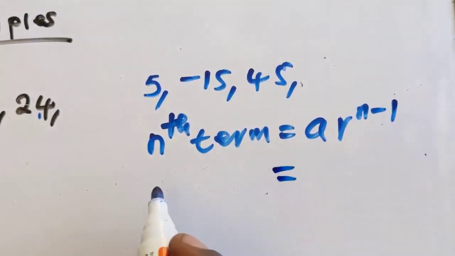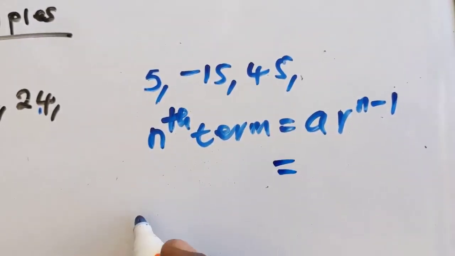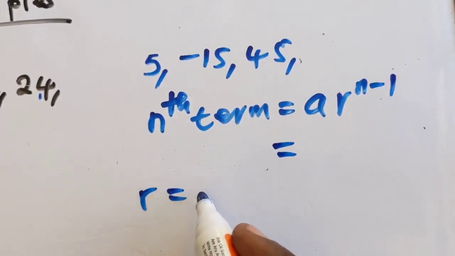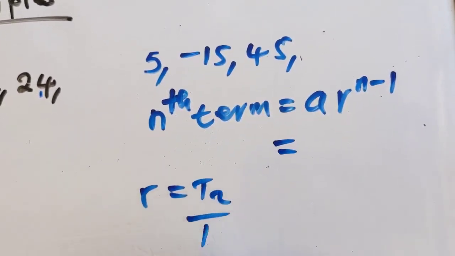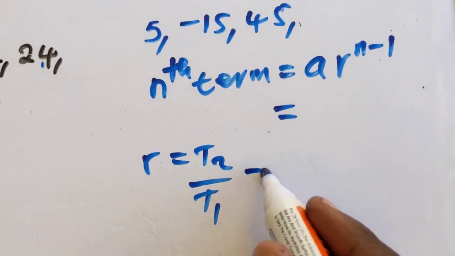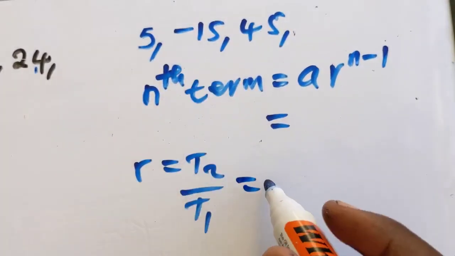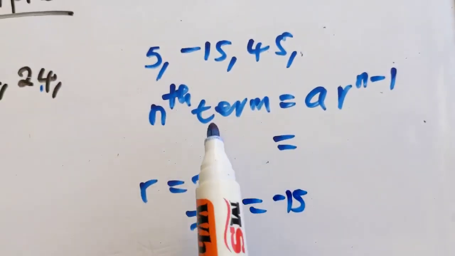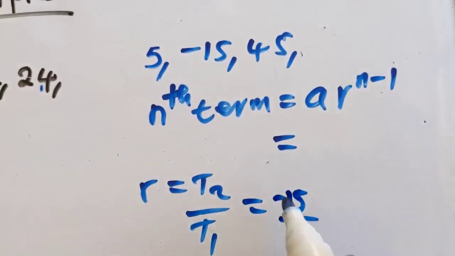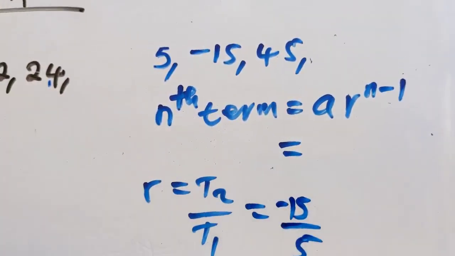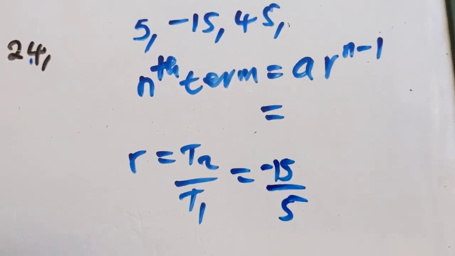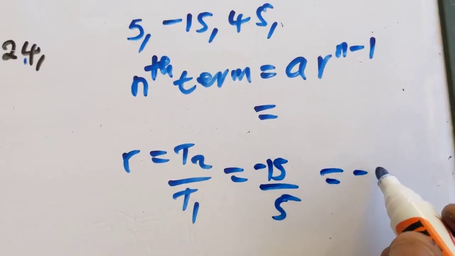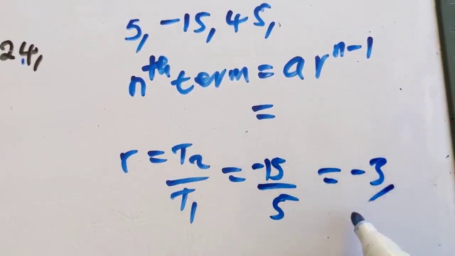So you know that for the common ratio, the formula is term 2 divided by term 1. So what is the common ratio? Here we have negative 15 as our term 2, then divide by 5 as our term 1. So you find that it will give you negative 3.